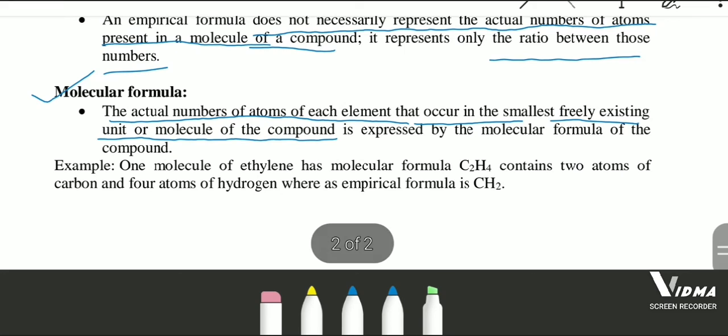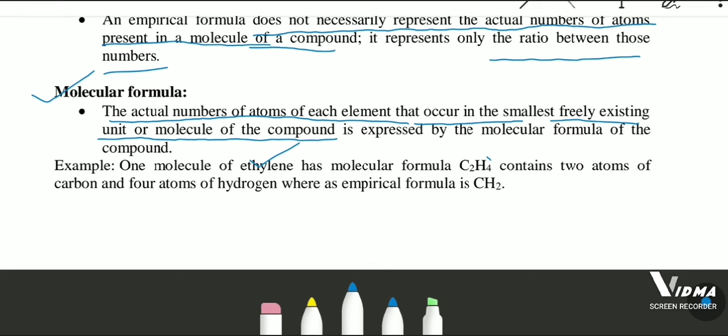For example, one molecule of ethylene has a molecular formula C2H4 because it contains 2 atoms of carbon and 4 atoms of hydrogen, whereas the empirical formula is CH2. It is just the ratio of numbers.